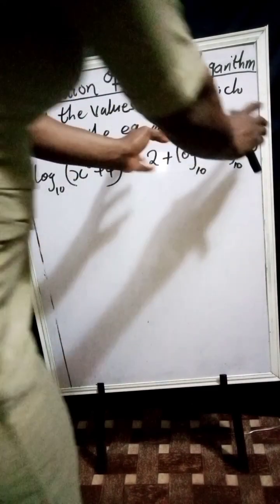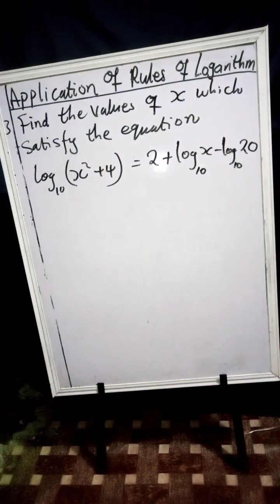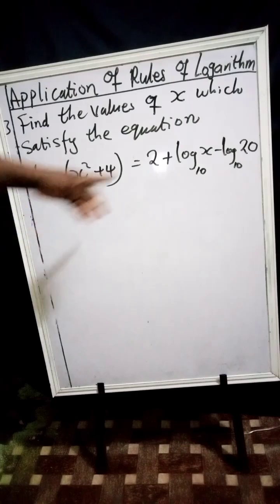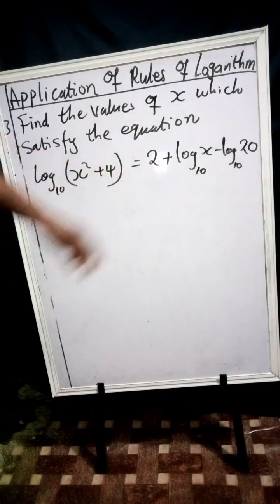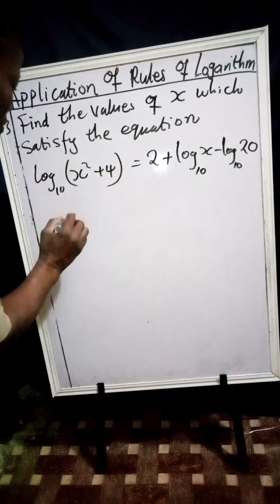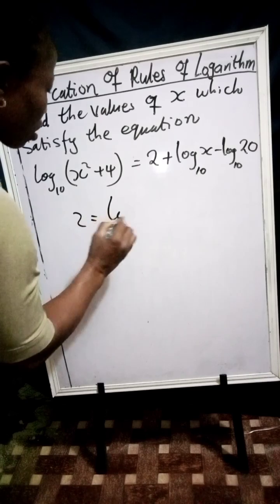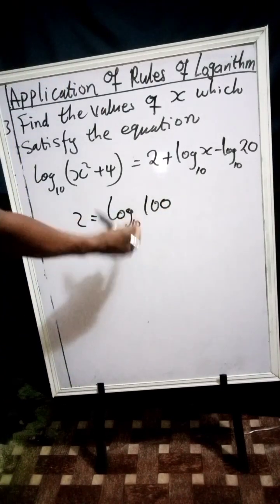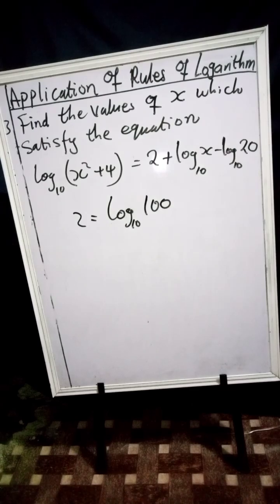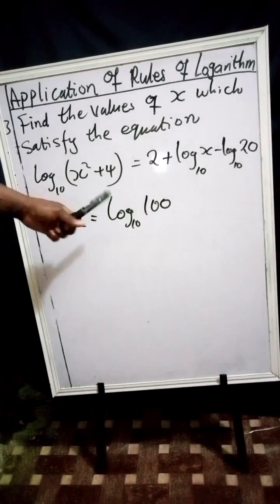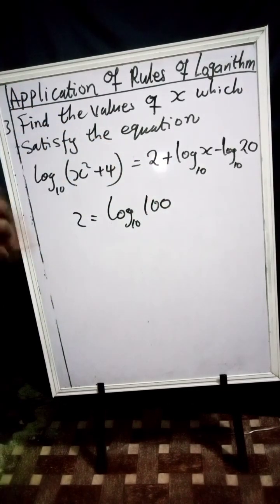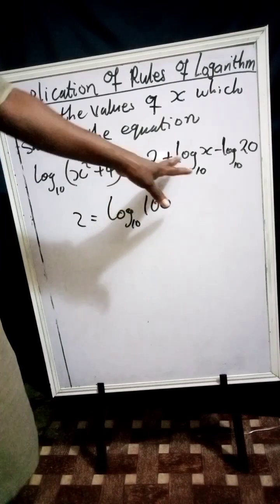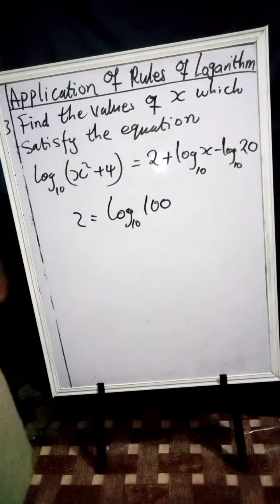Let's couple the right hand side. But for us to couple the right hand side, we have to write the logarithm of these two. Remember that 2 is equal to log 100 base 10, that is 2. So with this now we can couple, and with the rule of logarithm we can couple the right hand side.